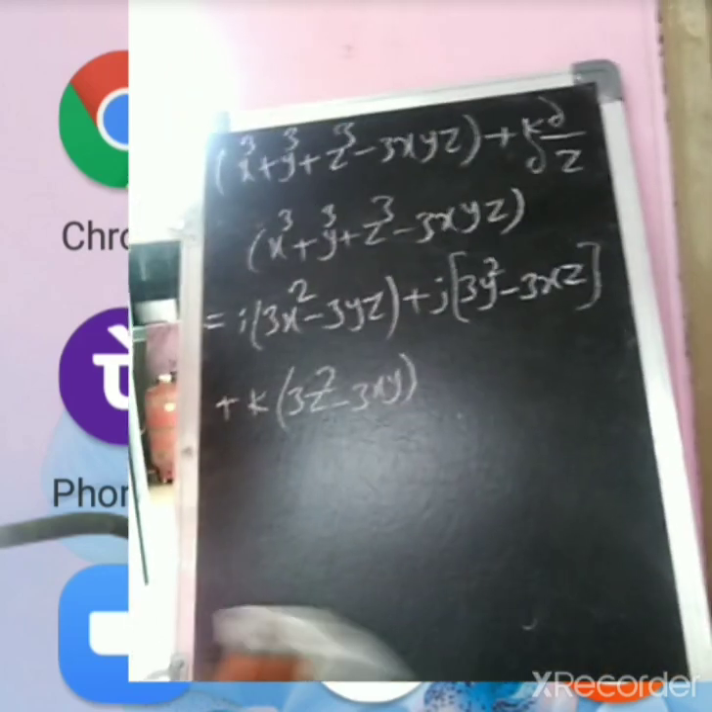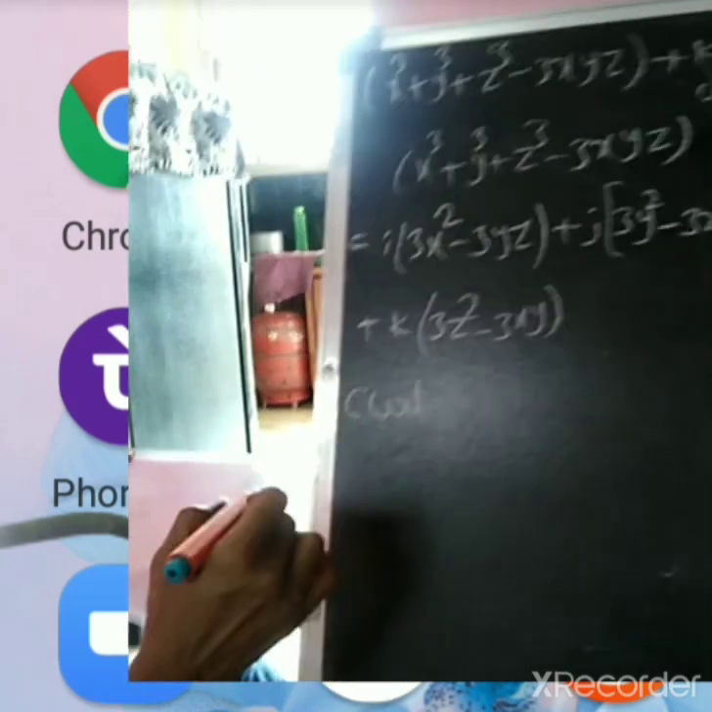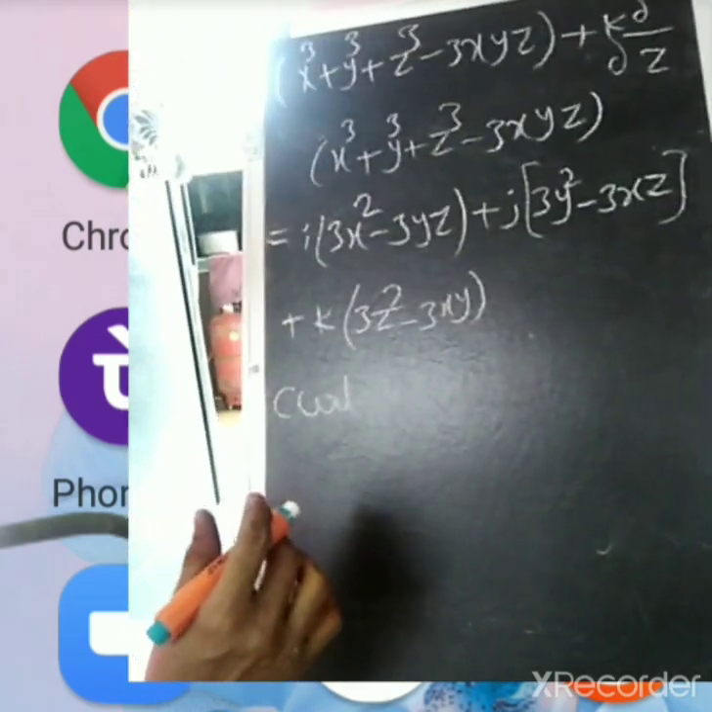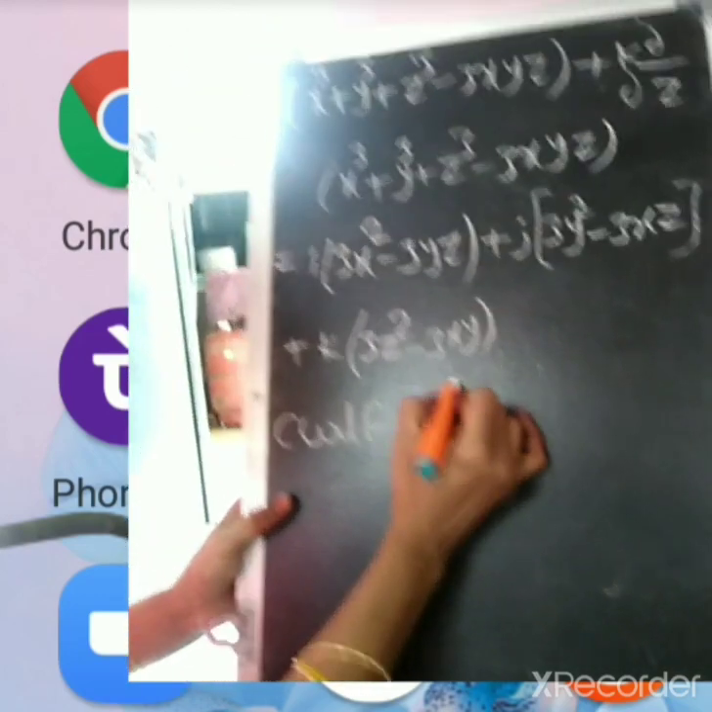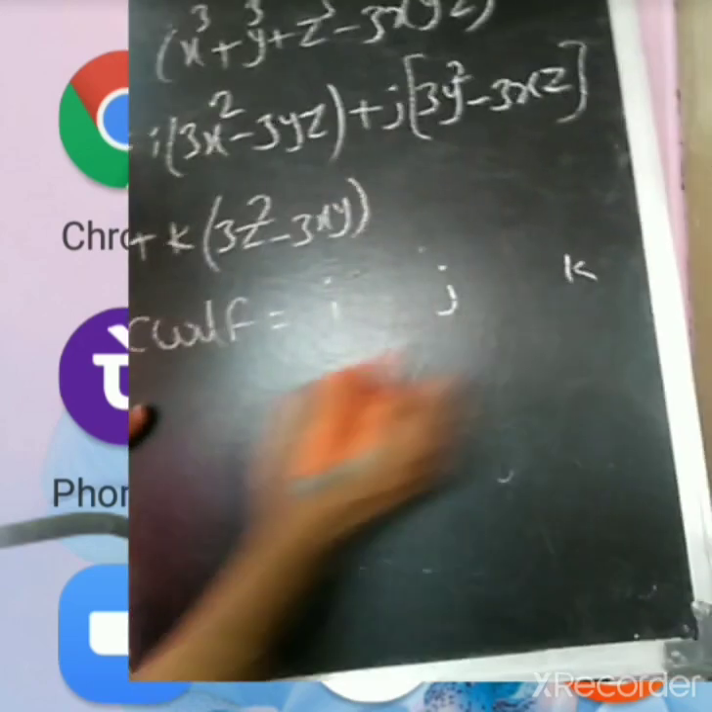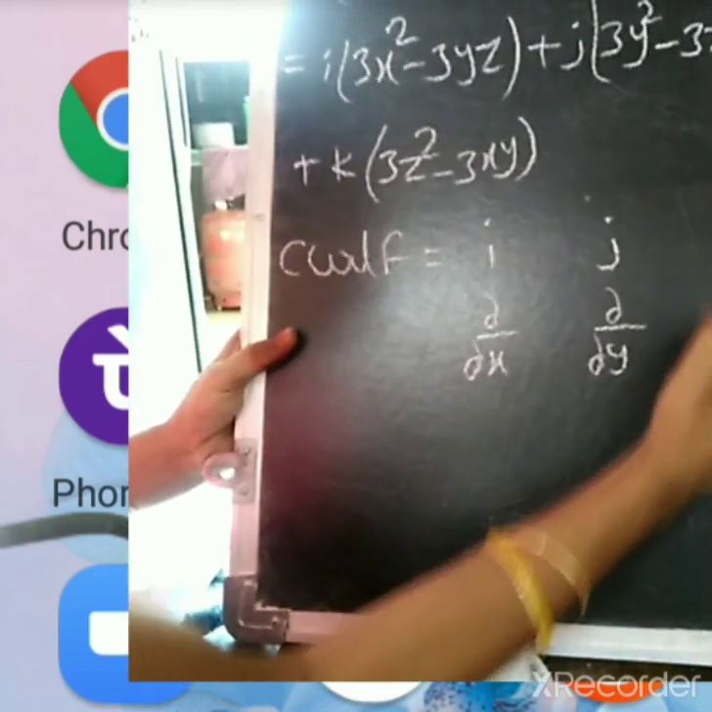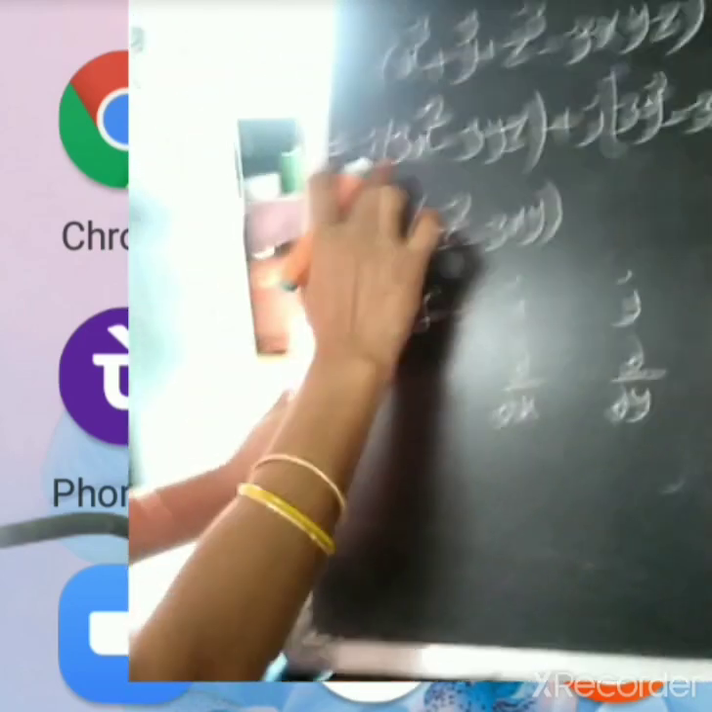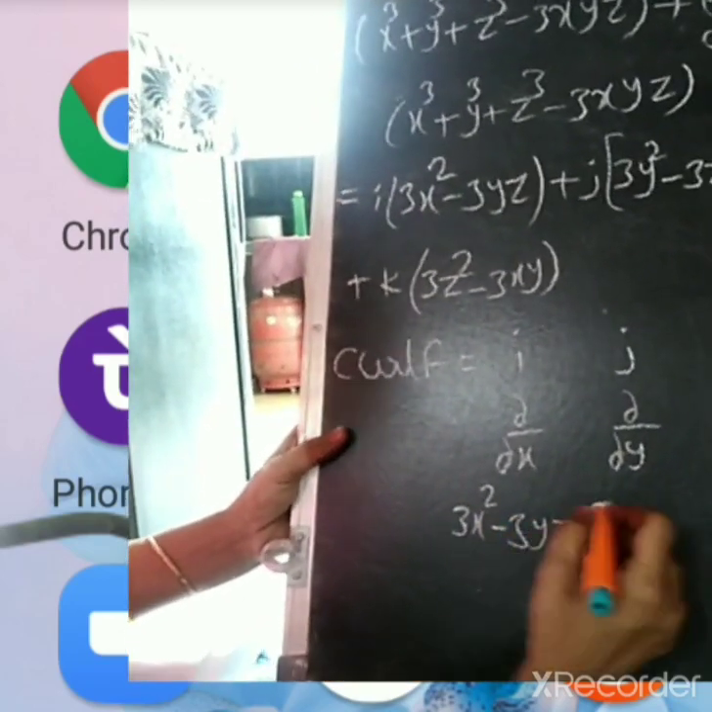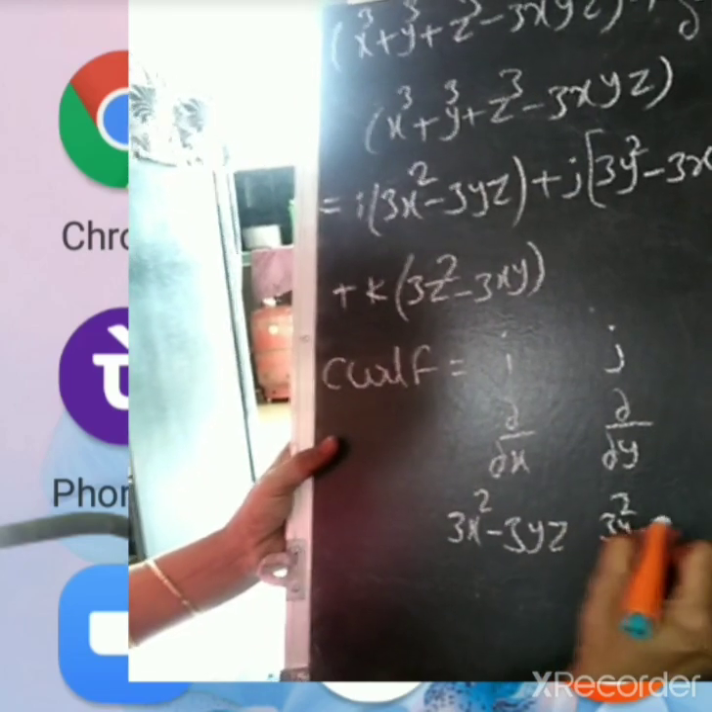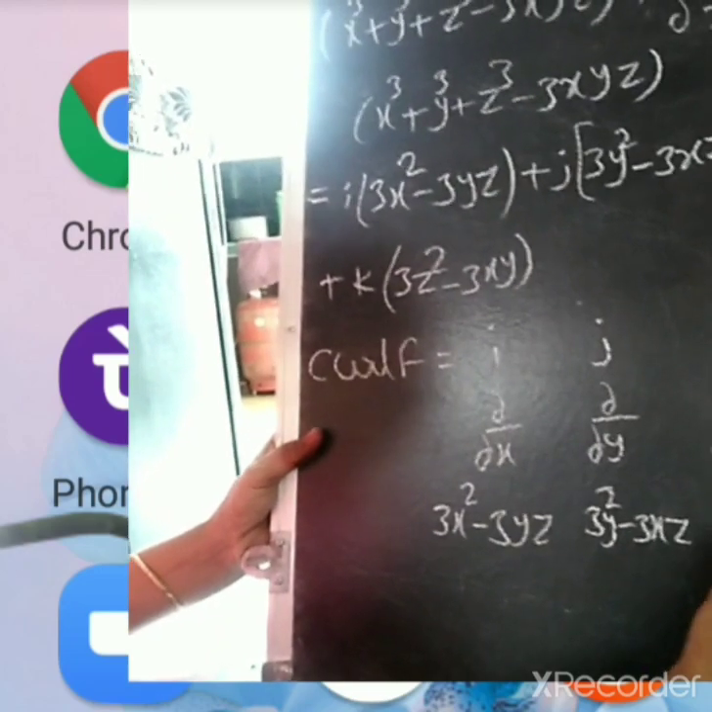So next we find curl. So curl grad phi, so that f is equal to grad phi. So curl F is equal to the determinant of i j k, ∂/∂x, ∂/∂y, ∂/∂z, and here 3x square minus 3yz, 3y square minus 3xz, 3z square minus 3xy.